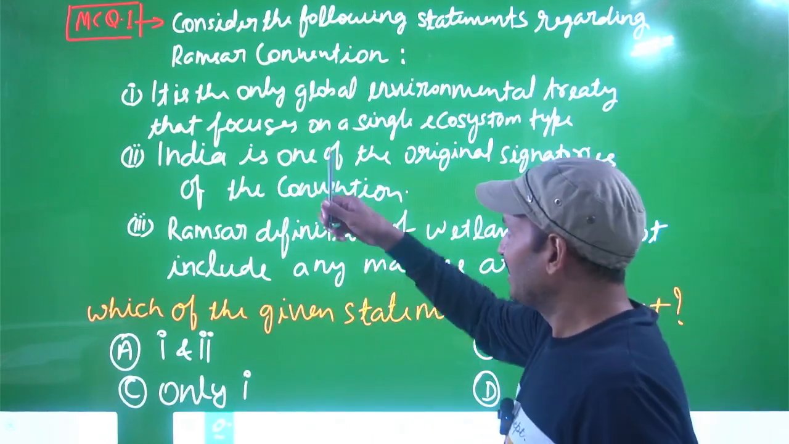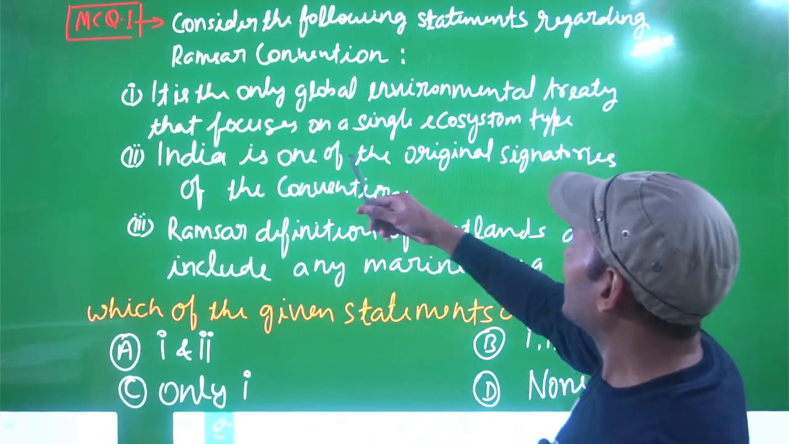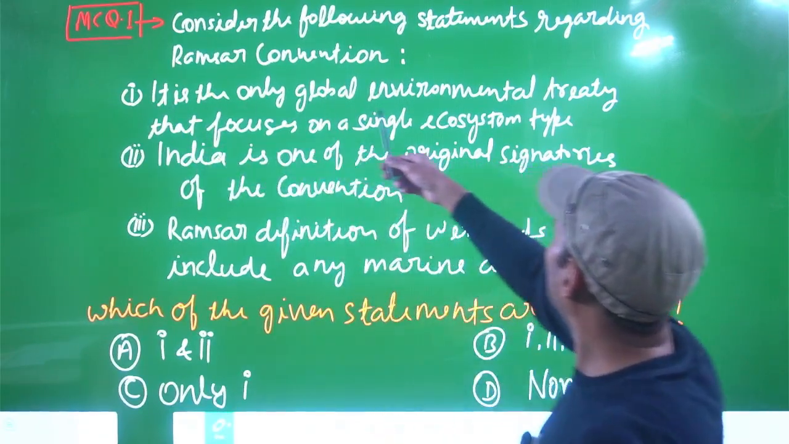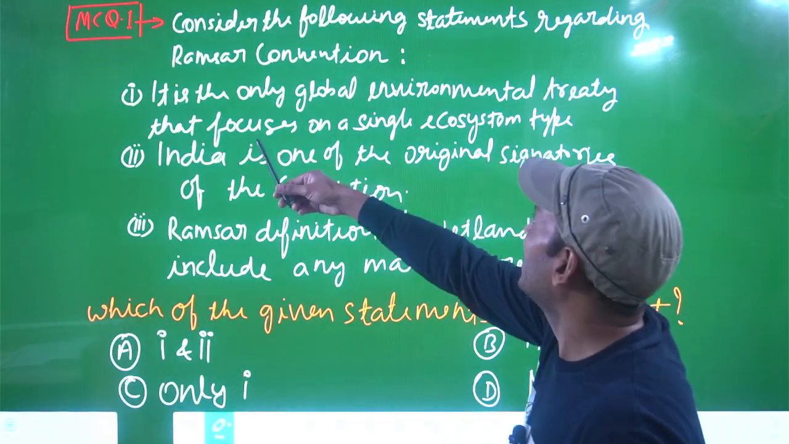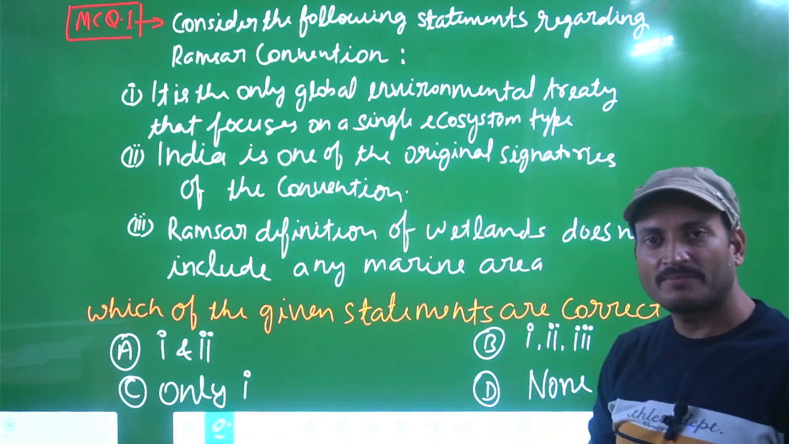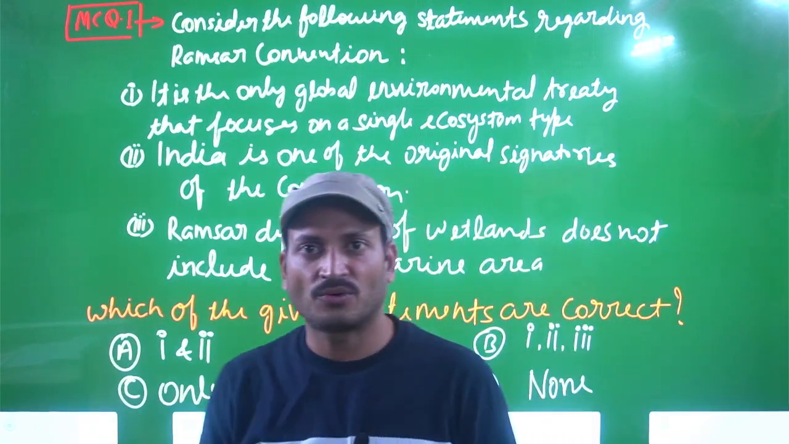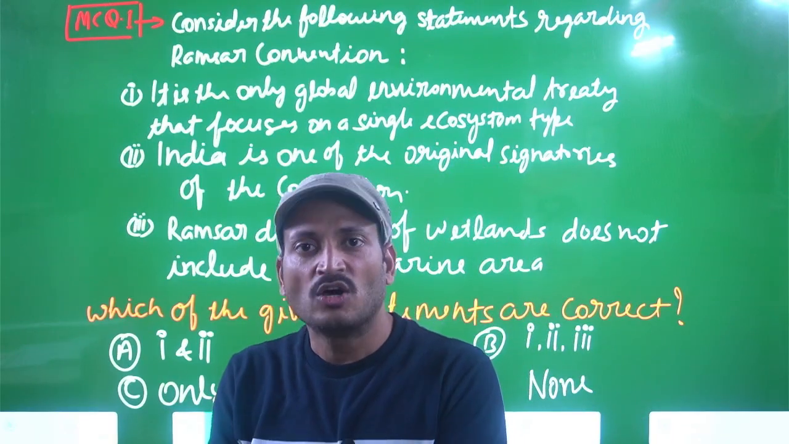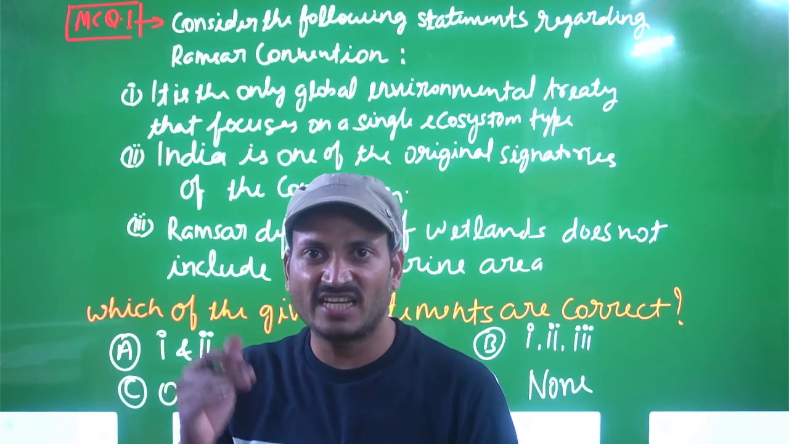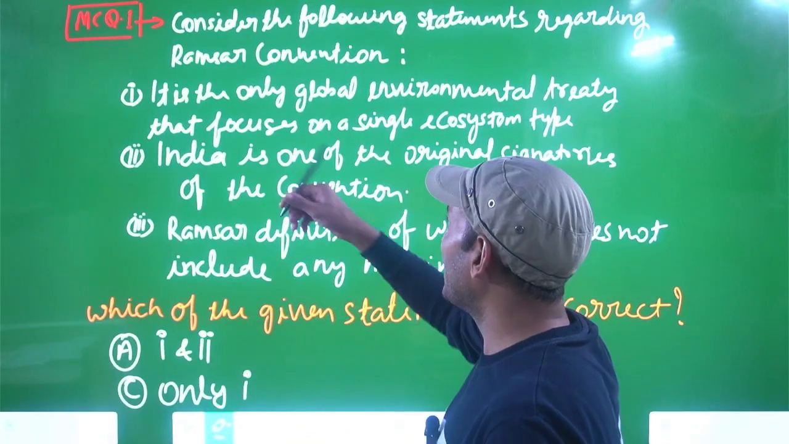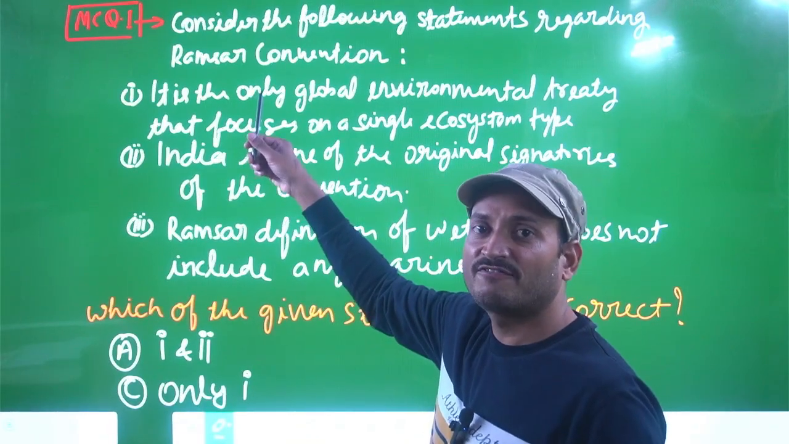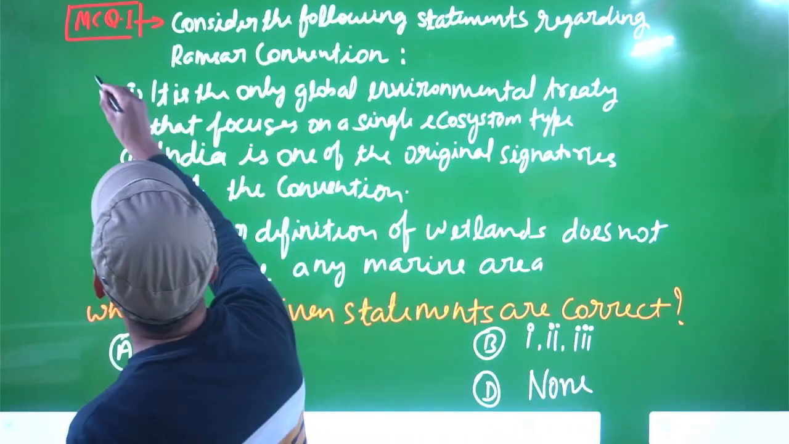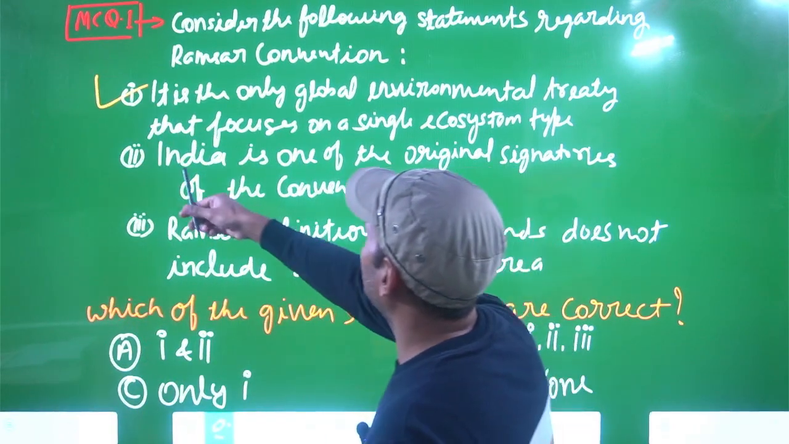Now, my friends, if we try to consider all these statements, the first statement says, it is the only global environmental treaty that focuses on a single ecosystem type. Of course, this is right, because multiple other treaties are there, but they focus on multiple ecosystems, meaning more than one ecosystem, whereas the Ramsar Convention focuses only on one ecosystem, that is wetlands. So one is right.